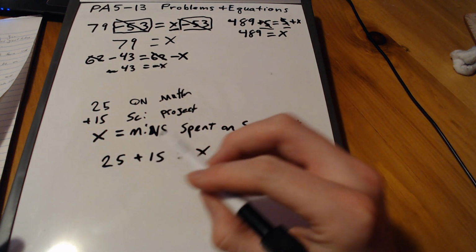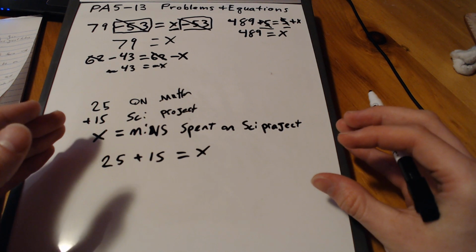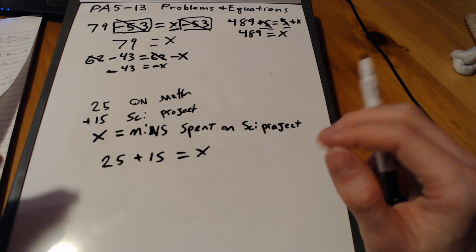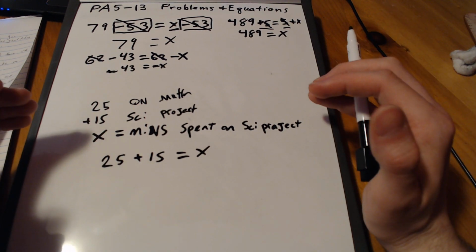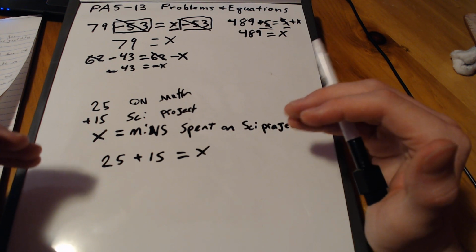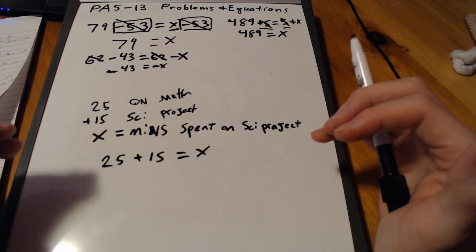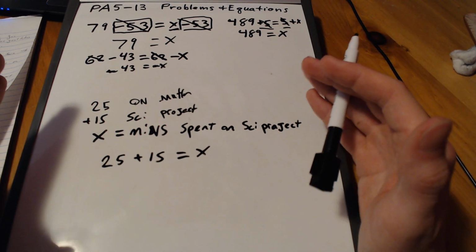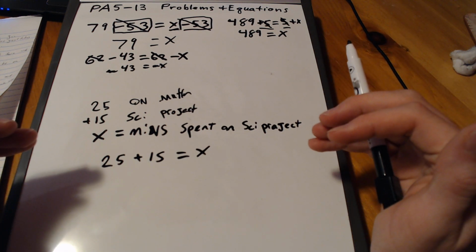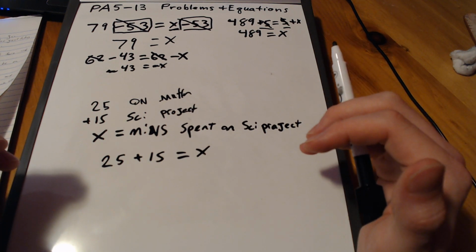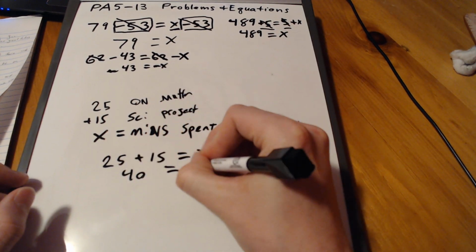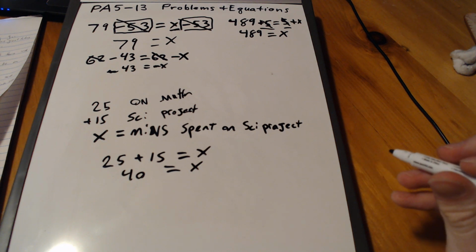And this is just to figure it out. So we know the amount of minutes spent on the project was what we were looking for initially, and we knew that there was 25 minutes spent on math homework, and 15 minutes more than the math homework was spent on the science project. So we just know that the amount of minutes on the math plus an extra 15 minutes will give us how much time this guy spent on the science project. And this just equals 40 equals x, and there you have it. So that one is all good.